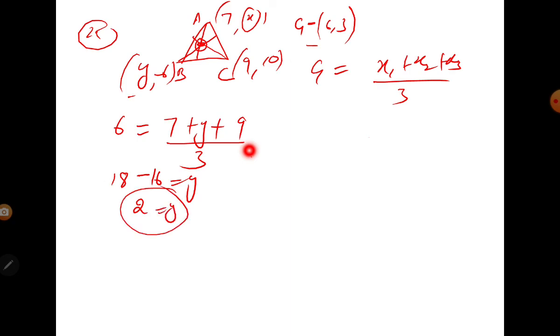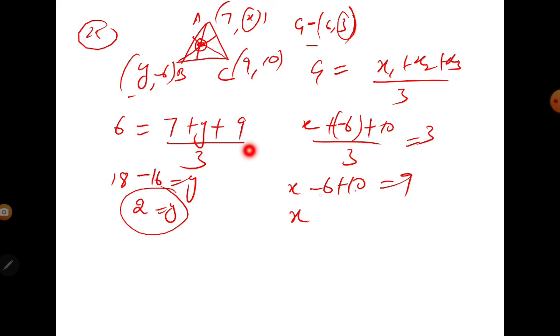Now we can find the y coordinate. That is x plus minus 6 plus 10 upon 3 equals the y coordinate. Its y coordinate is 3. So x minus 6 plus 10 is 9. So x is what? 10 minus 6 is 4. Then 9 minus 4 is 5. So your x is 5.